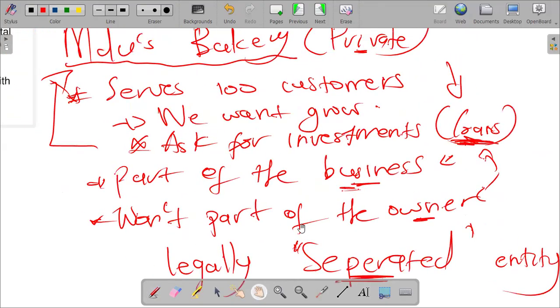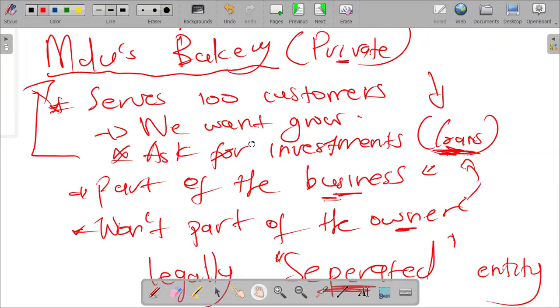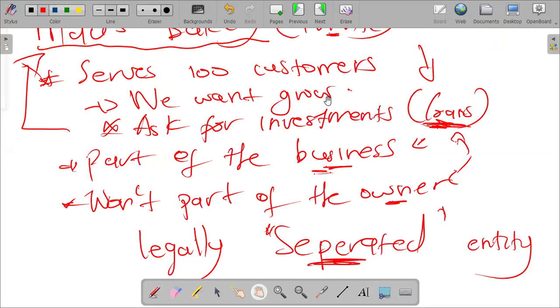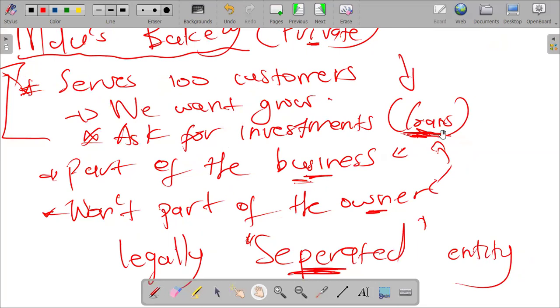I want you to understand this. Mdu's Bakery is a private company. It serves 100 customers, but we want to grow so that it can serve 500 customers. What does the business do? The business asks for investments or loans.